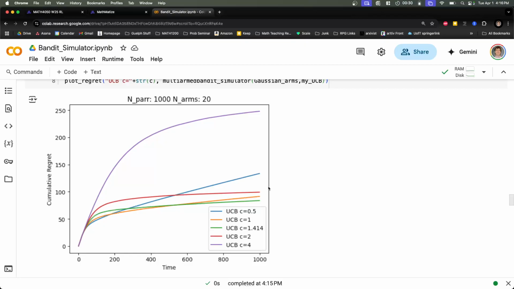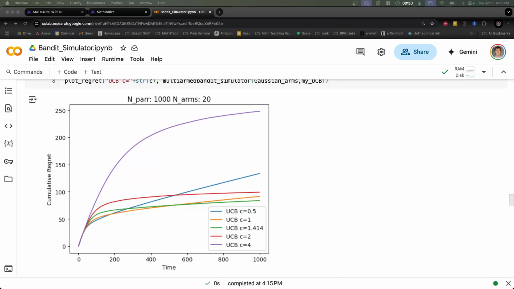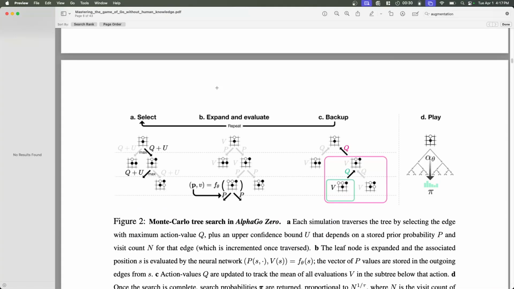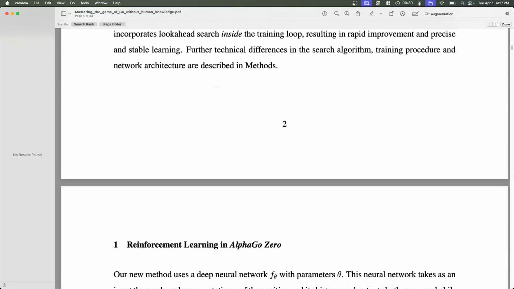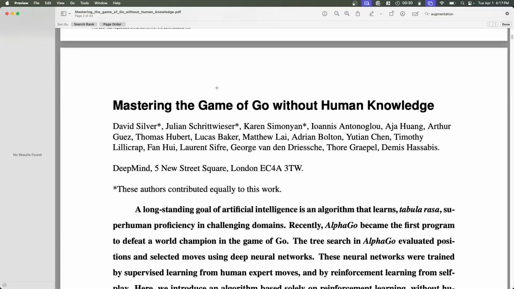And I'll have more to say about the UCB algorithm later, and that's because the UCB algorithm is the basis for a very exciting paper that we're going to look at today. This paper is called, let me scroll up to the title, drumroll, Mastering the Game of Go Without Human Knowledge. If you remember, on the very first class, I showed a nice video of this main author, David Silver, who was explaining why it's so important to learn the game of Go, but without any human knowledge.